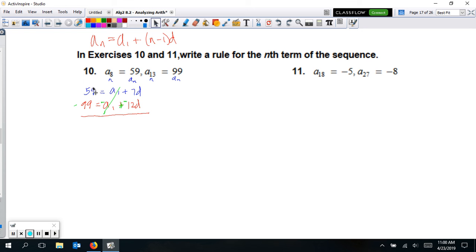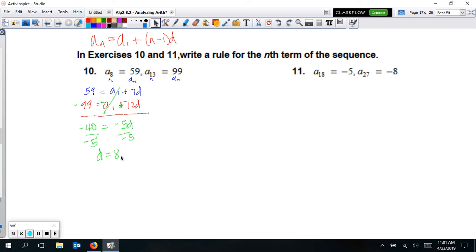So now I have 59 minus 99, 7d minus 12d. So that's going to give me a negative 40 equal to a negative 5d. And I'll divide by negative 5. So that's going to give me negative 40 divided by negative 5, which would be positive 8. So my common difference is 8.